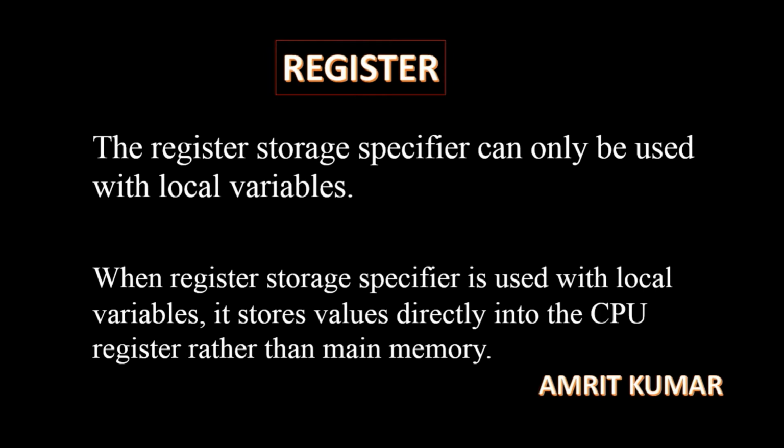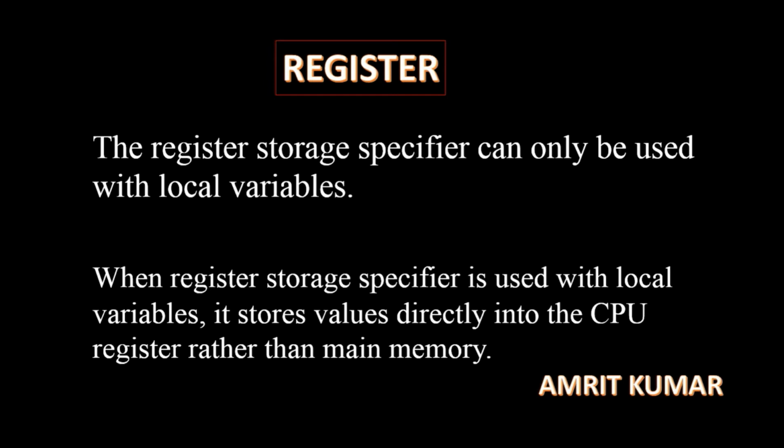Now here, the register storage specifier can be used only with the local variable. That is a very important point. And the next point is that when the register storage specifier is used with a local variable, it stores the value directly into the CPU register rather than the main memory. This is the main difference between auto, static, external and register.